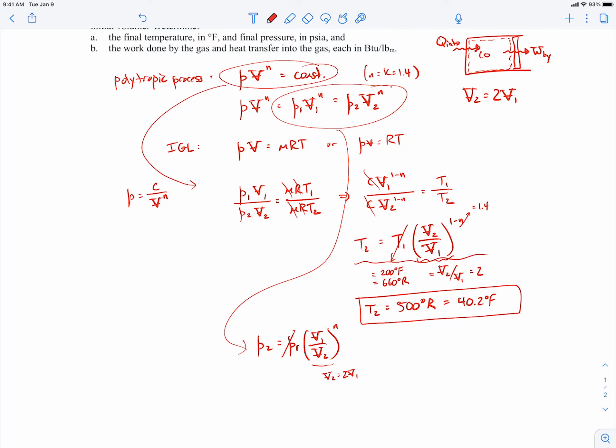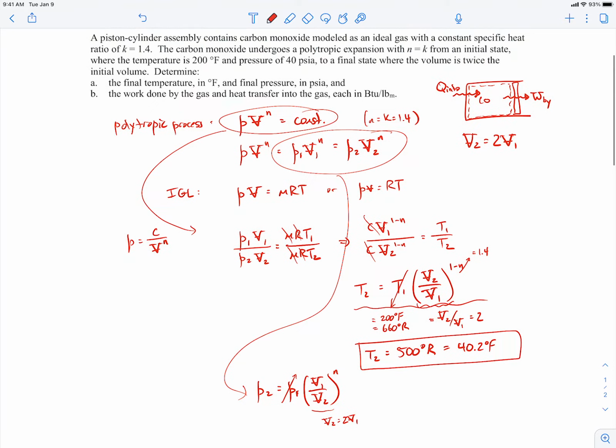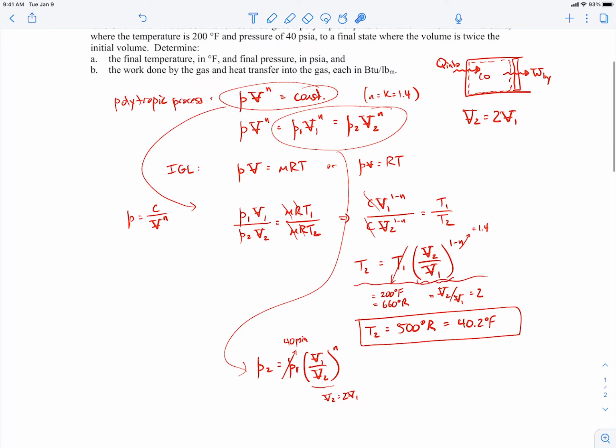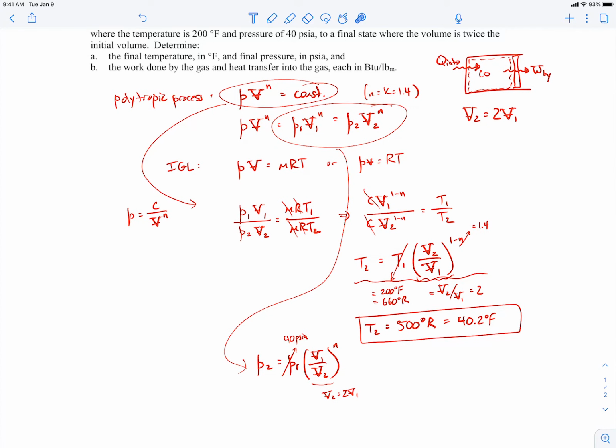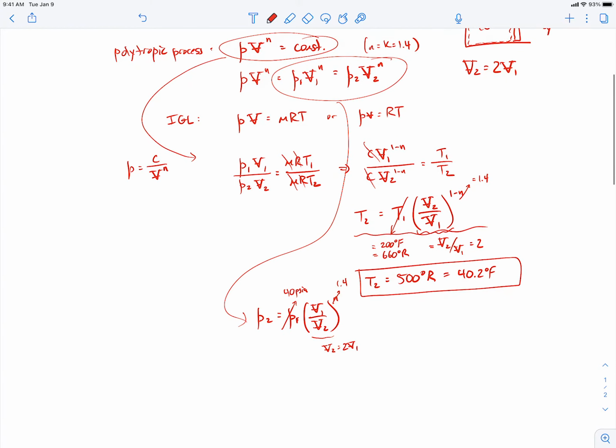Again, I know P1, that's given, I think that was 40 psi 8. So that means it's already an absolute pressure. Again, we want to use an absolute pressure because this is like a ratio, P2 over P1. So you need to use an absolute pressure, just like we needed to use absolute temperatures here. And then V2 is known related to V1. N, of course, was 1.4. That's given in the problem statement. So then you can calculate that P2 comes out to be 15.2 pounds per square inch absolute.